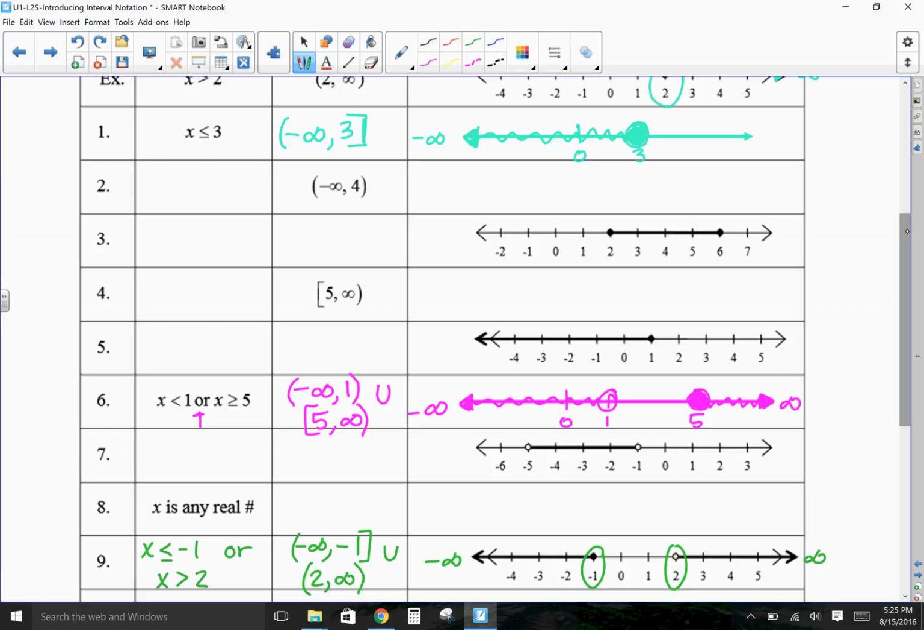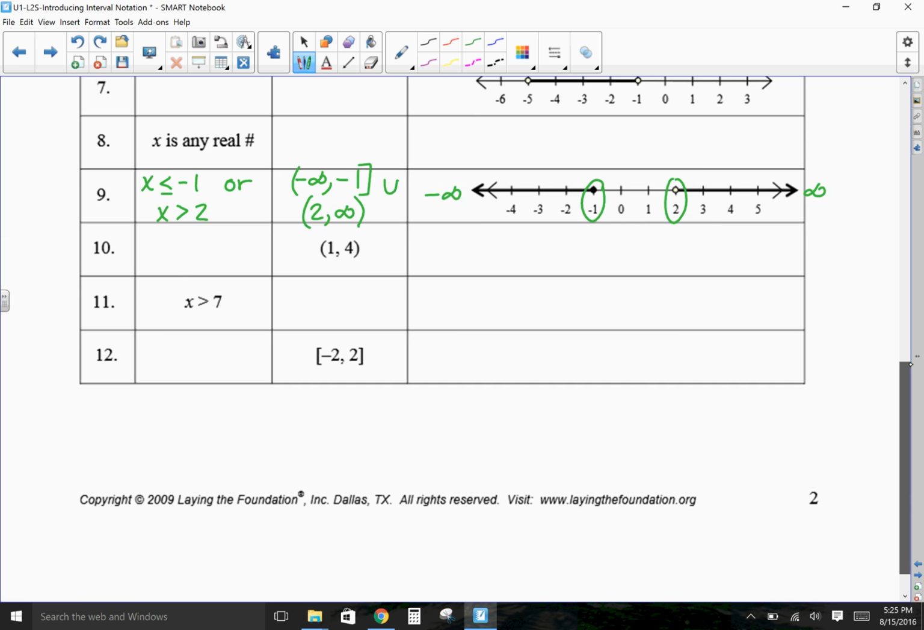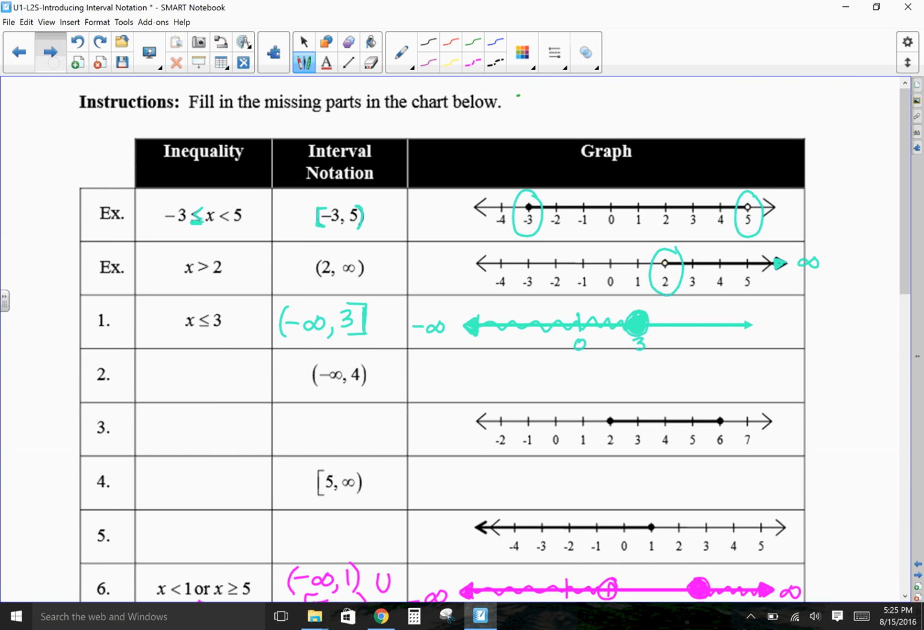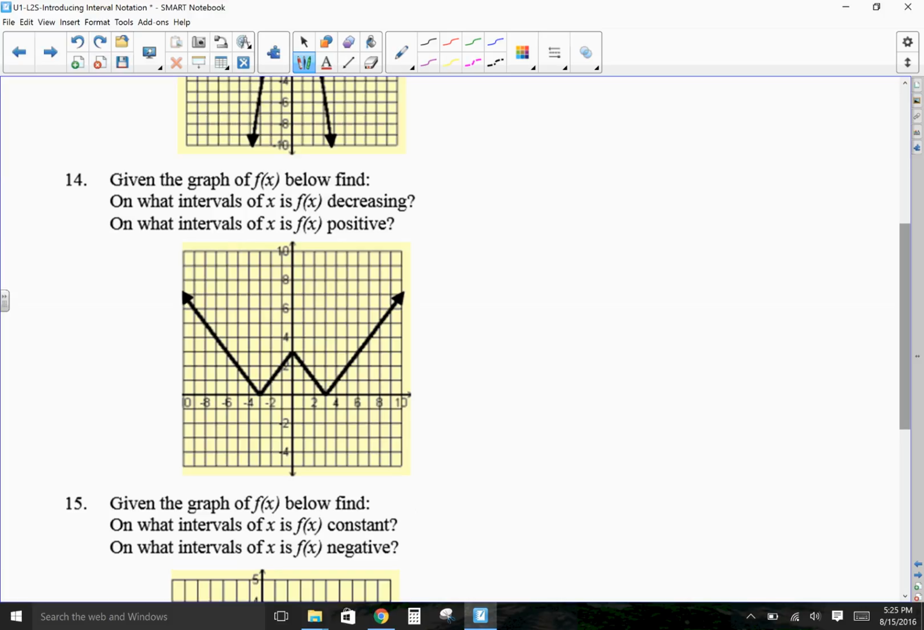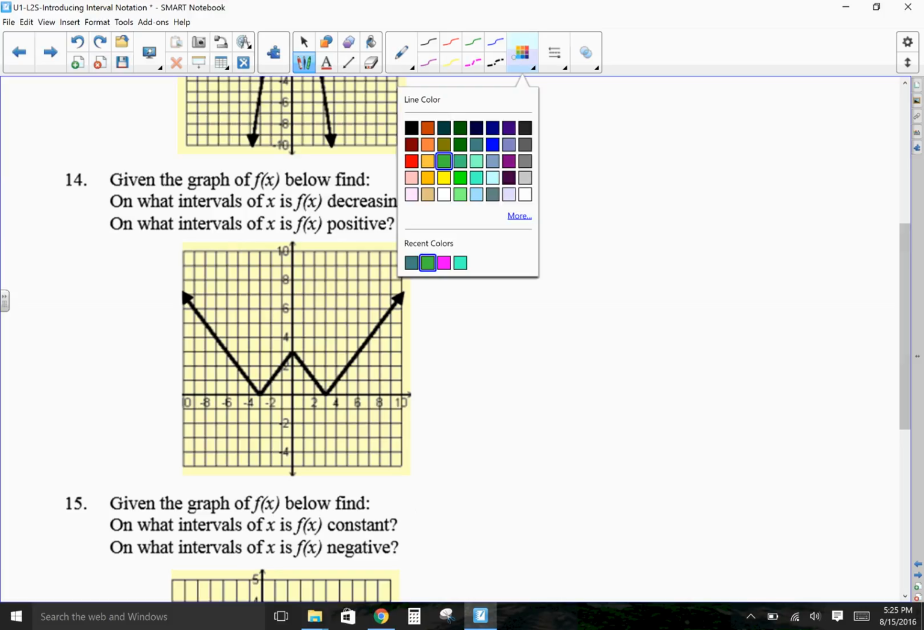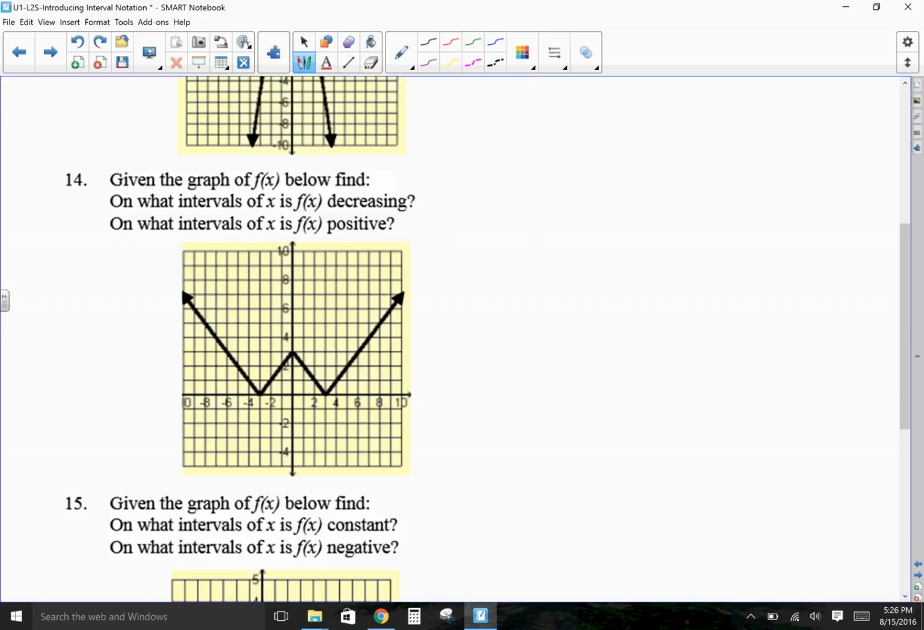Okay? And then the last problem we did is on the next page. I need to go to the next page. Turn your paper over. And it's number 14. So number 14 says, given the graph of f of x below, find on what intervals of x is f of x decreasing and on what intervals of x is f of x positive.